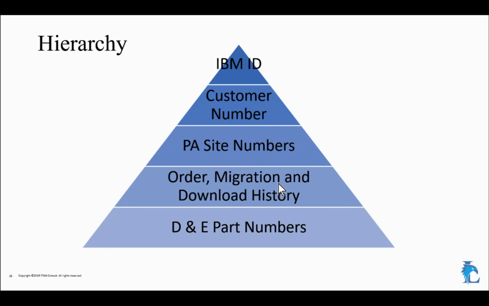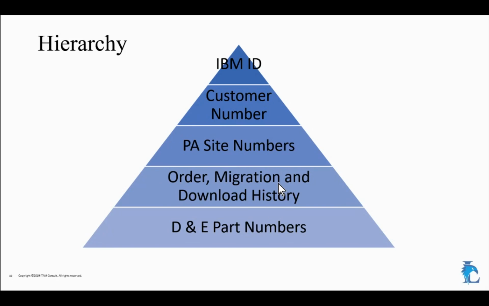Under each PA site, there's then going to be a whole administration function where you can track your orders, migration histories, download histories, and your proof of entitlement. And then finally, underneath that layer are going to be your part numbers, your Ds and your Es.